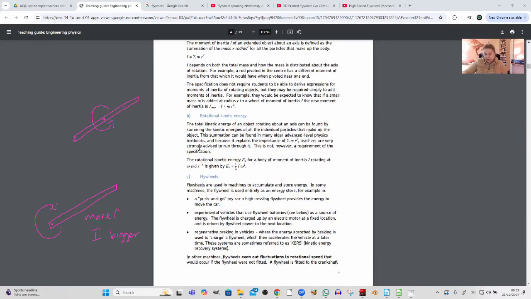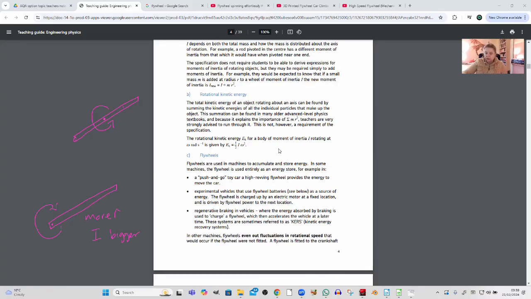And then there is this idea of rotational kinetic energy. Rotational kinetic energy is exactly the same as linear kinetic energy, except it's half I omega squared, rather than half mv squared. And of course, omega is measured in radians per second. It says that the total kinetic energy of an object rotating about an axis can be found by summing the kinetic energies of all of the individual particles.